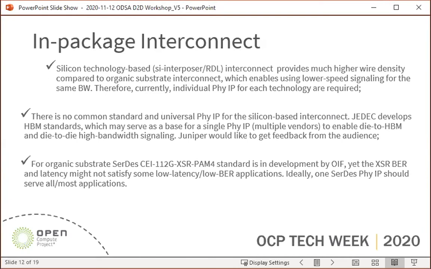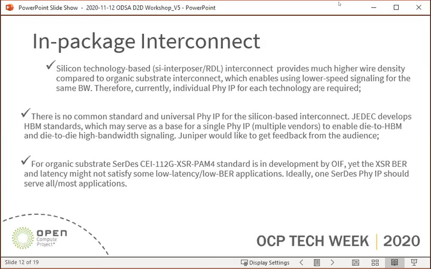So talking about in-package interconnect, as we saw from the previous slide, silicon technology-based interconnect, which is silicon interposer and RDL, provides much higher wire density compared to organic substrate interconnect, which enables using relatively low speed signaling for the same bandwidth. And naturally, it means that the overall circuitry and design of PHY in each technology, in each type of interconnect, should be different. I would say it will be very difficult to have a single PHY which will enable both silicon interposer RDL and organic package interconnect. So based on the technology choices we have, we probably need to have two families of individual PHYs.